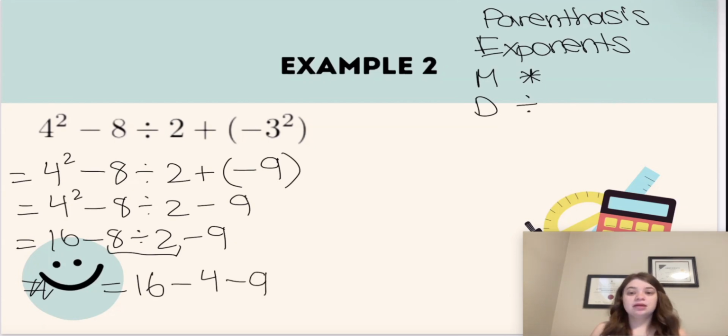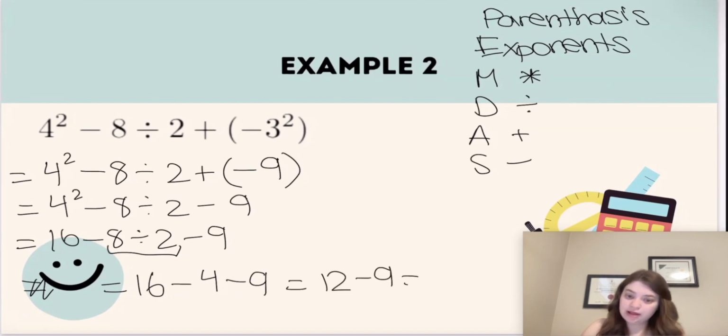Next and last, we can do addition and subtraction. Here in this case, there's only subtraction, so we'll just do it from left to right. So 16 minus 4 is 12, and 12 minus 9 is 3. So therefore, the answer overall is 3. So this whole big, long, complex expression really just simplifies to 3.